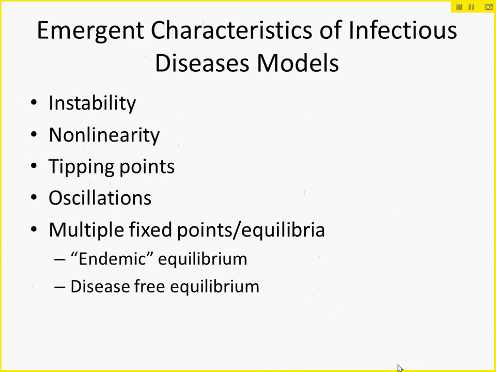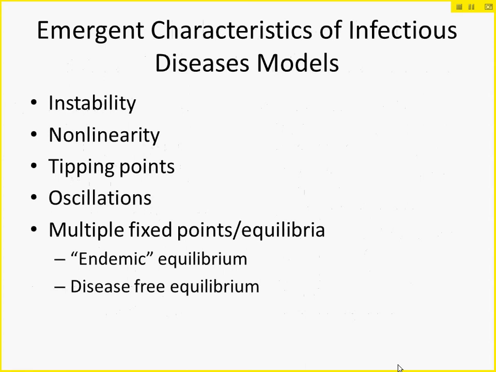And we're going to see there's a bunch of emergent characteristics that come out with infectious disease models that include instability. By instability, I mean things can rapidly accelerate for the worse or actually for the better. Nonlinearity, these sorts of models are very difficult to solve directly, and in fact, in general, they can't be solved so-called analytically. You can't write down a formula that describes how it changes. You have to simulate it.